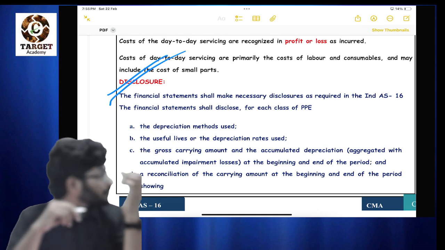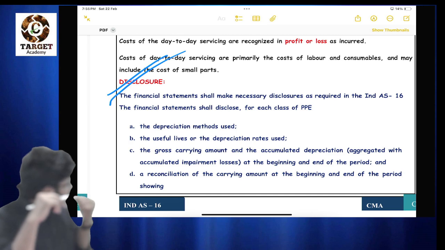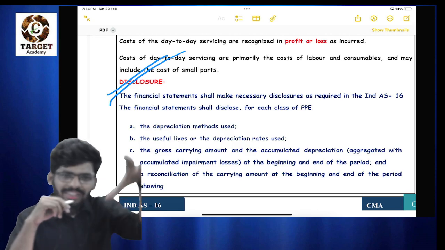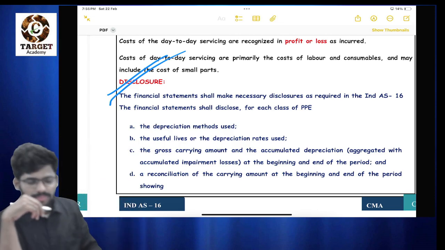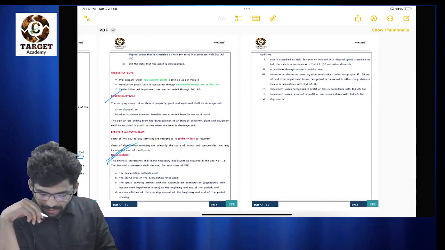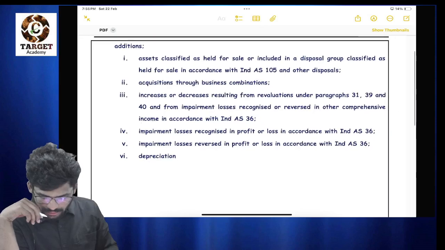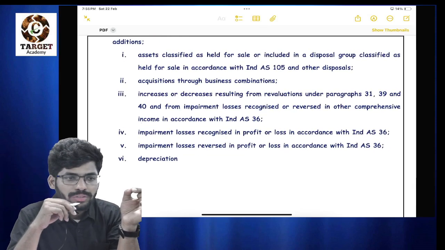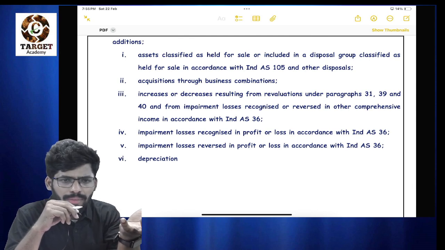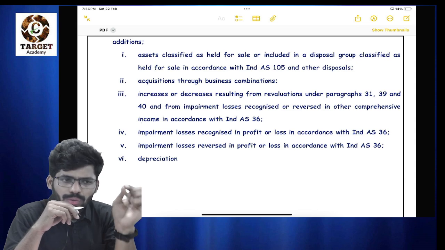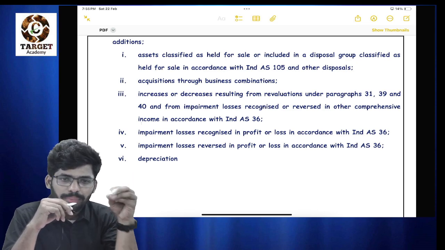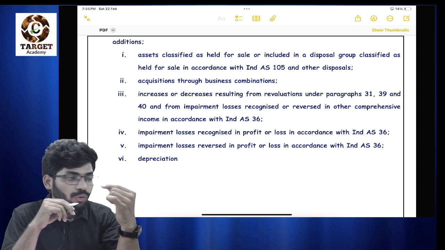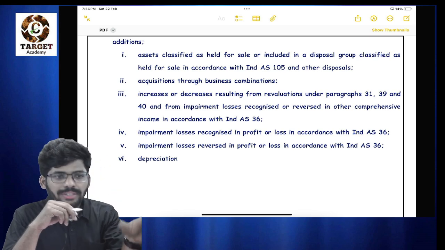One more point you need to disclose: what is the gross carrying amount, what is the depreciation. Everything we need to disclose. The examiner will not ask anything about this. Just disclose under notes to accounts, which is part of the final accounts. Which method you are following, how much depreciation you are charging. Any special points you want to inform to the users, please disclose in the notes to accounts.